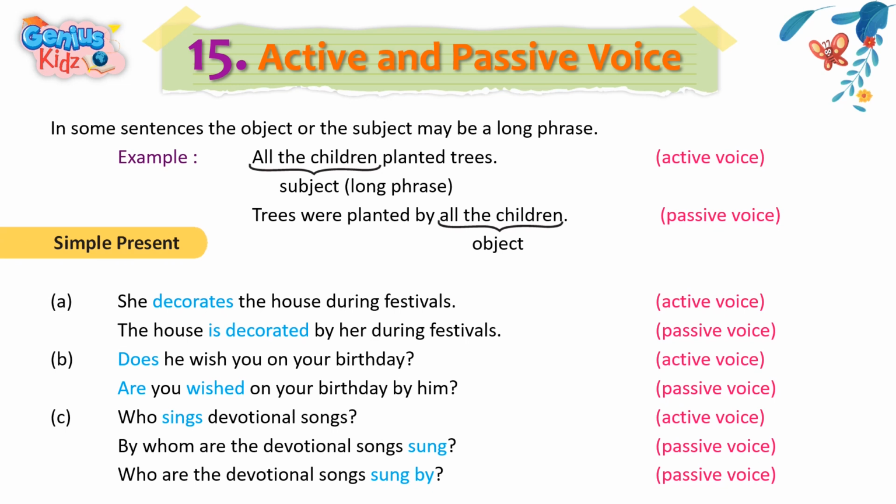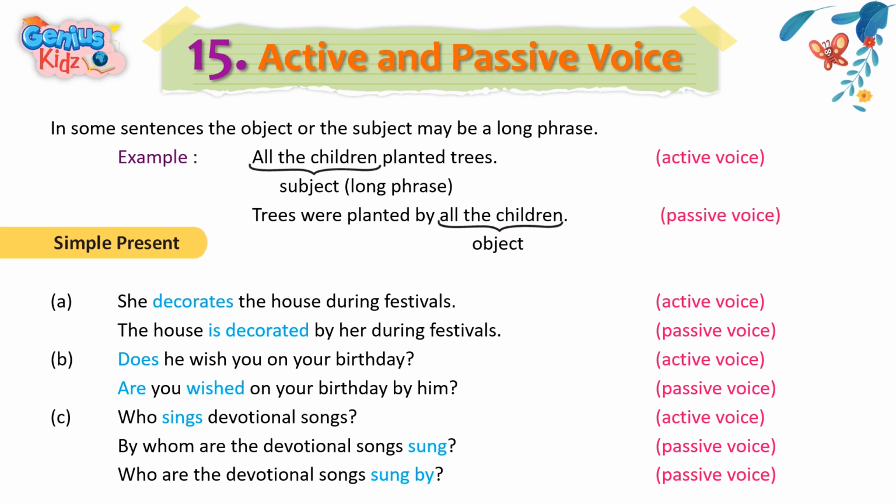In some sentences, the object or the subject may be a long phrase. Example: All the children planted trees. Active voice. In this sentence, all the children is the subject, a long phrase. Trees were planted by all the children. Passive voice. In this sentence, all the children is the object.